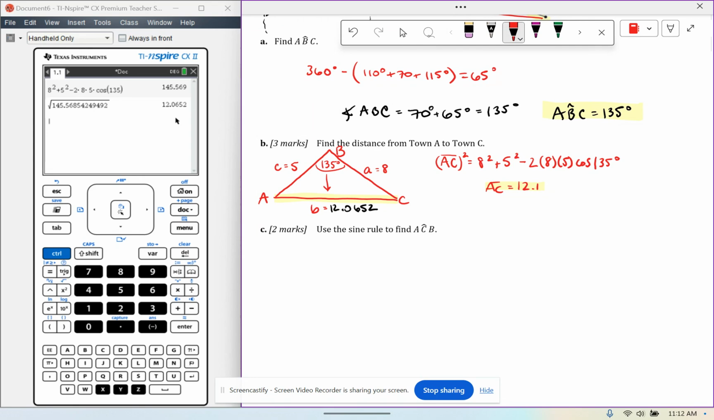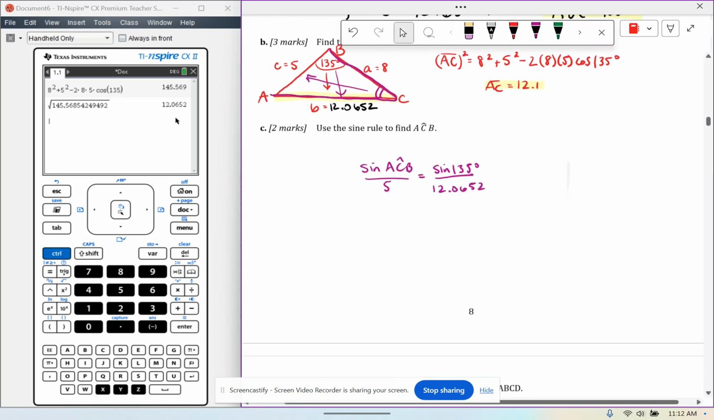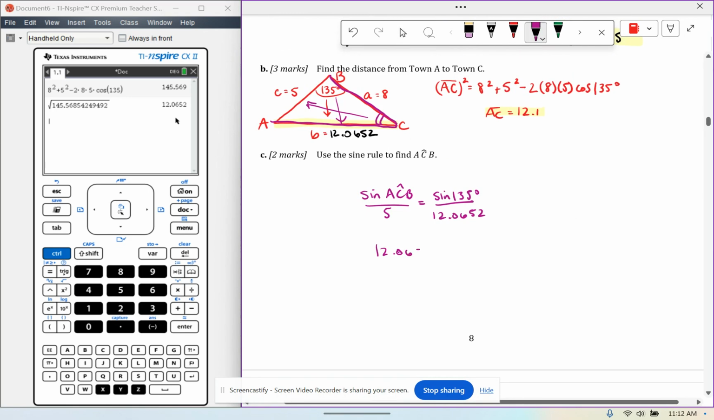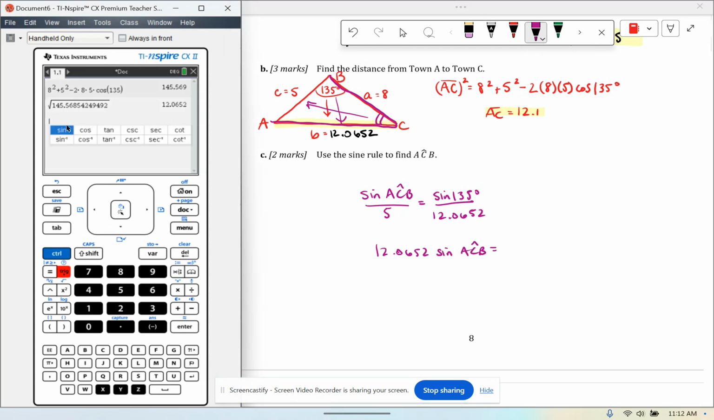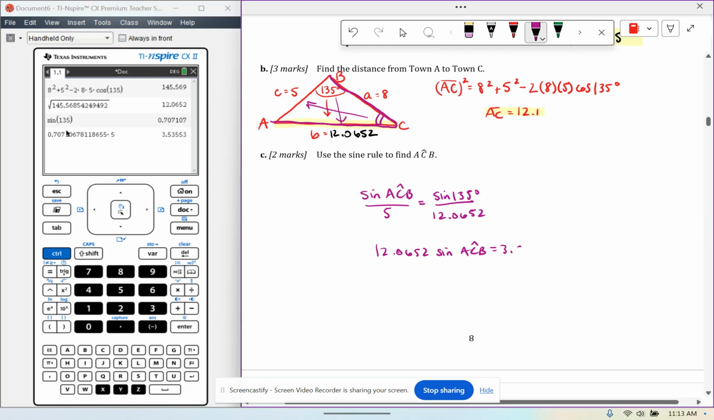Okay. Use the sine rule to find ACB. Okay, so ACB is going to look like this. ACB, so that's this angle right here. So the side across from that is 5. And then I have a known angle and the side across. That's going to be law of sines. So now I'm going to have 12.0652 times the sine of ACB is equal to, and then let's find the other piece in here. Divide both sides by that.